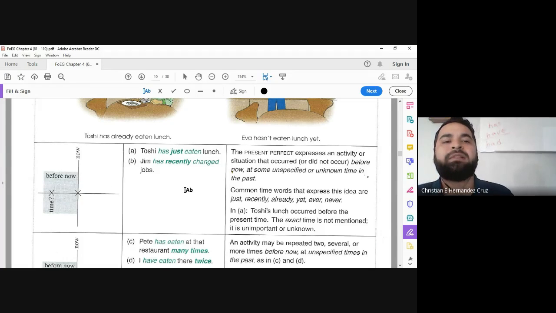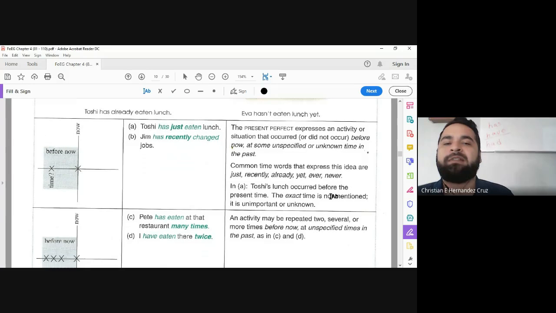It doesn't say Toshi began eating lunch 10 minutes ago and he just finished. That would be different. In this case, we don't know when it started, and it's not exactly relevant. The present perfect expresses an activity or situation that occurred or did not occur before now at some unspecified or unknown time in the past. Common time words that express this idea are just, recently, already, yet, ever, and never. Okay? In sentence A, Toshi's lunch occurred before the present time. The exact time is not mentioned because it is unimportant or unknown.